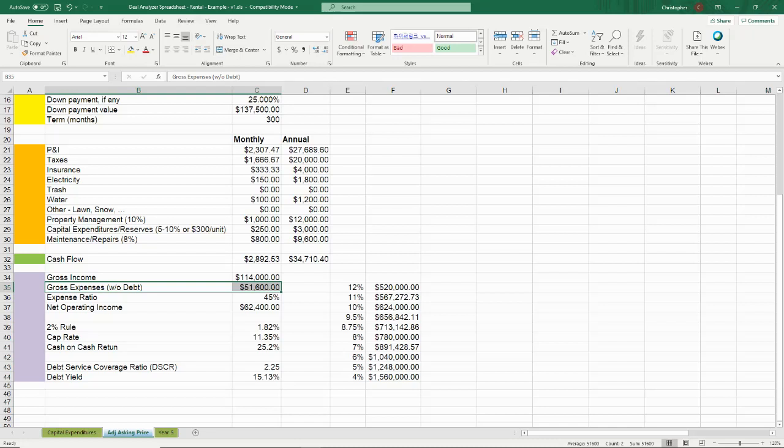Its true income from rental and lease payments, any additional income, and then its actual operating expenses. So the taxes, insurance, utilities, etc. shown here. So for this particular property, this particular real estate asset, gross expenses without debt or mortgage are $51,600 a year. Expense ratio.